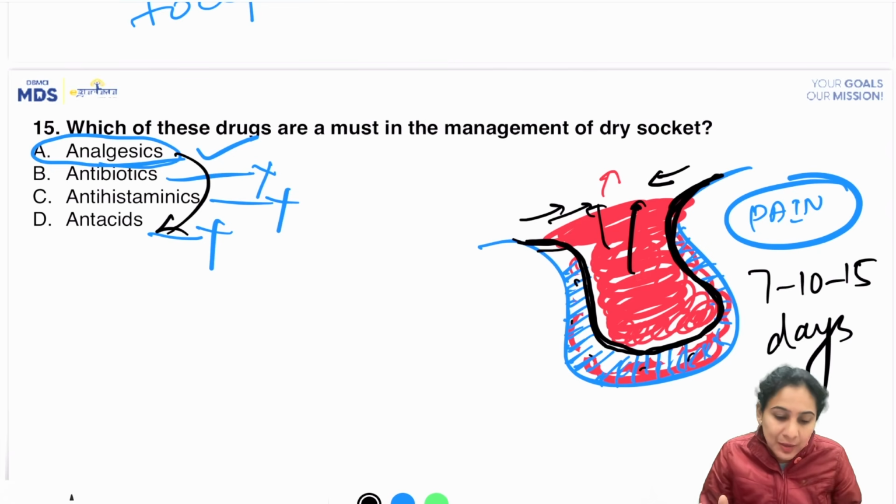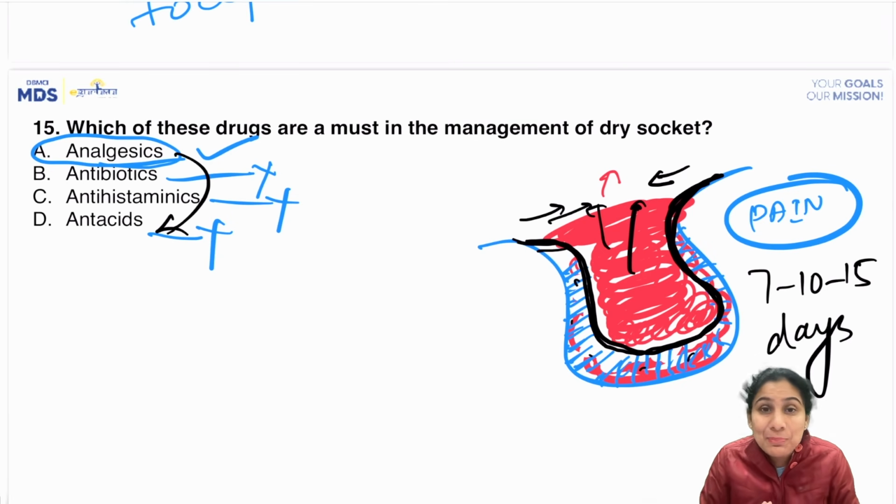That's it. Alright, so dry socket is another favorite of the examiners. I hope I have covered most of the important topics for NEET. I wish you all the best. Do well.